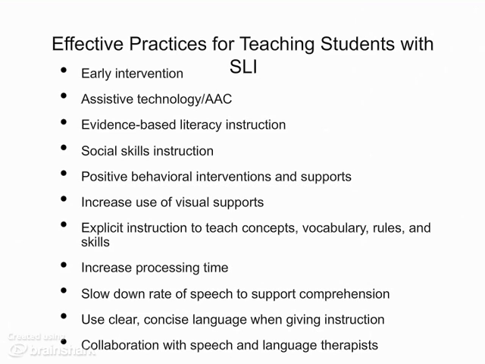Students with SLI will benefit from specific social skills instruction taught through systematic instruction, and the use of positive behavioral interventions and supports to address any behavioral difficulties that they are experiencing. These students definitely need an increased use of visual supports to help them understand concepts that they do not understand through receptive language channels. And when teaching new concepts, vocabulary, rules, and new skills, it's important to use that systematic instruction that is explained in another module.